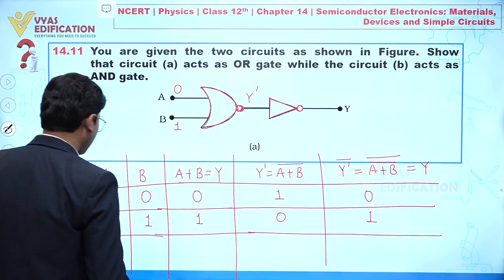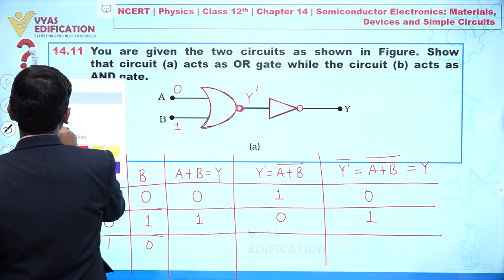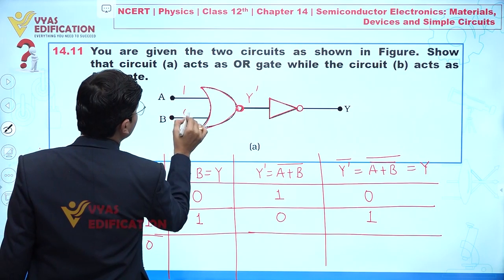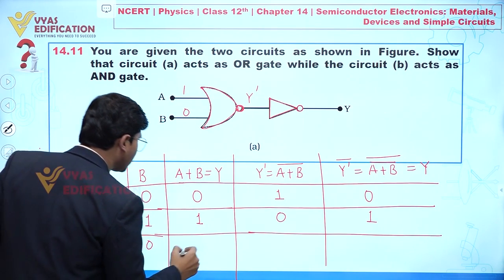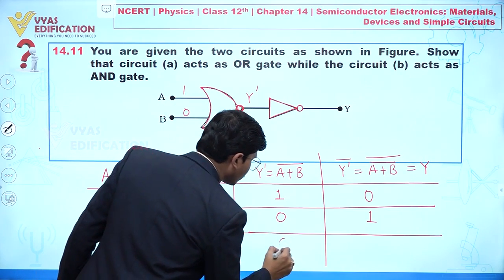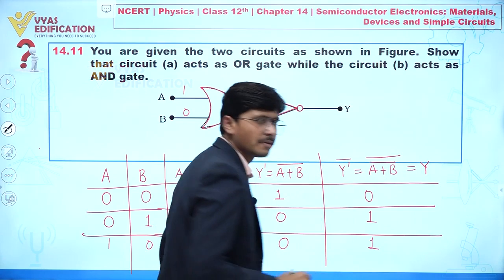Now let's suppose my input is 1 comma 0. Again we can write it like this, 1 comma 0. So now we are getting this output, this is 1. If we take not, this one is 0, and if this is 0, we can say this is 1.